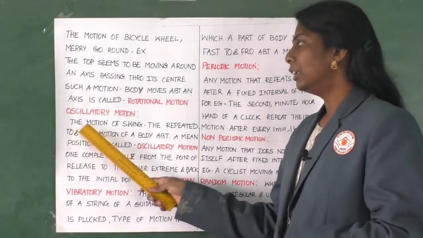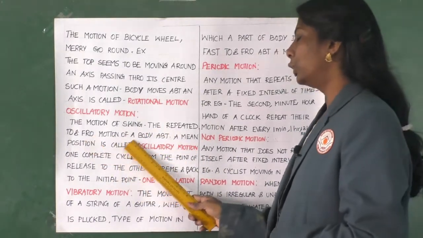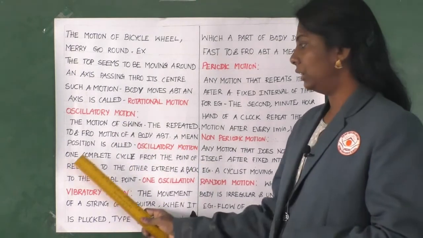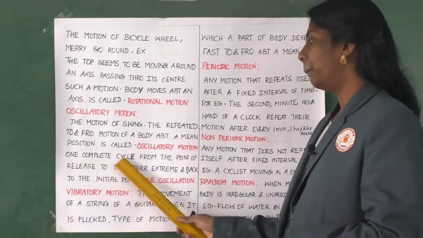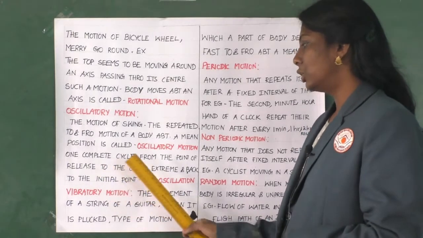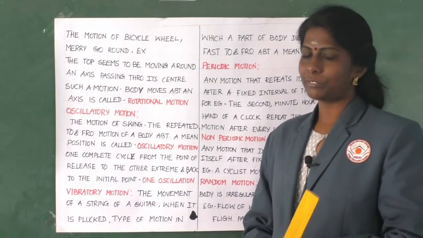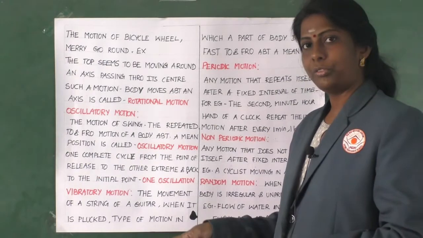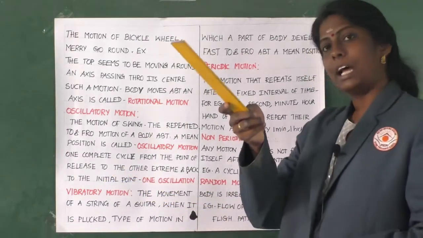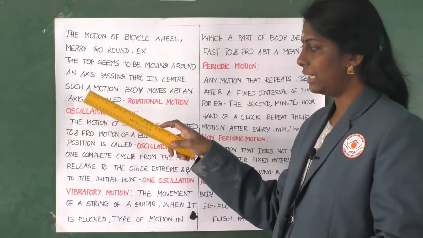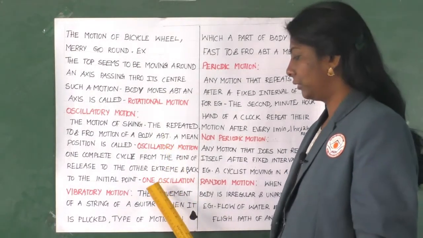Next thing is about oscillatory motion. Example, the motion of a swing. The repeated to and fro motion of a body about a mean position is called oscillatory motion. One complete cycle from the point of release to the other extreme and back to the initial point is said to be one oscillation. What did I say? When you release that swing, one complete cycle from the point of release to the other extreme and back to the initial point. So from where it started to that position again when it returns, that is said to be one oscillation. Clear? Yes.